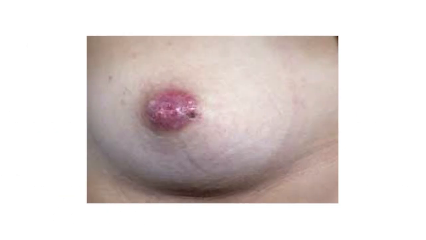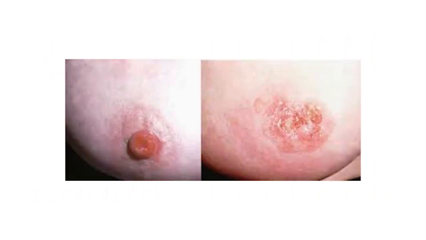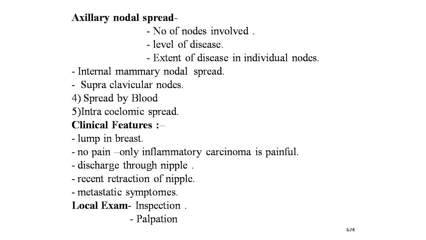Dear students, here is the image of Paget's disease, where the chronic eczematous eruption of the nipple is clearly seen, arising from the underlying carcinoma of the mammary duct. The same picture of Paget's disease, the nipple is eroded. Now, axillary nodal spread: number of nodes involved, level of disease, extent of disease in individual nodes. Internal mammary nodal spread, supraclavicular nodes. Spread by the blood occurs later than the lymphatic spread.